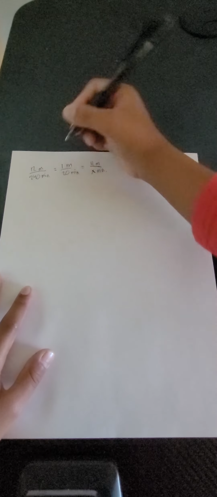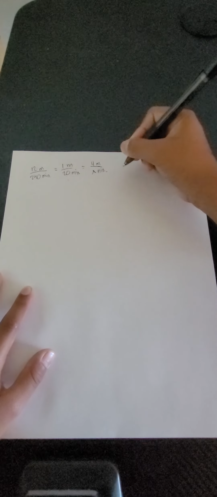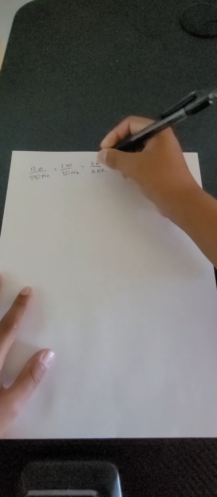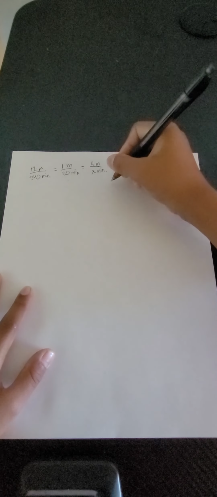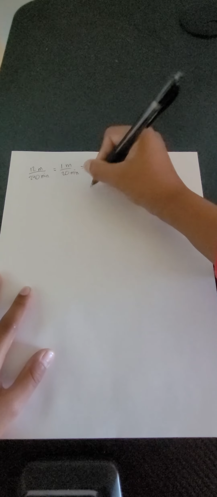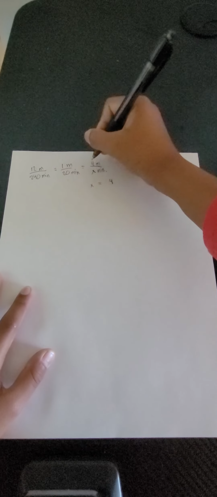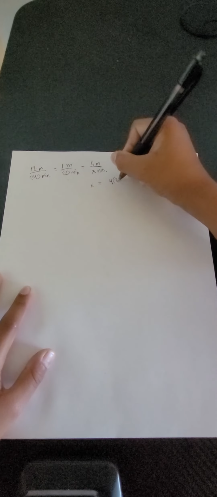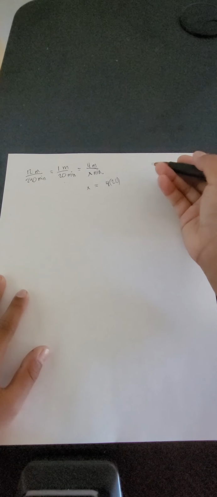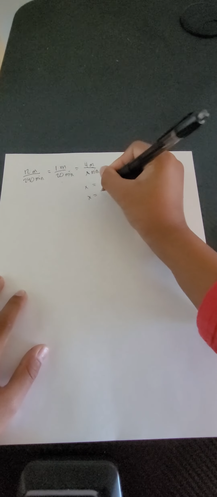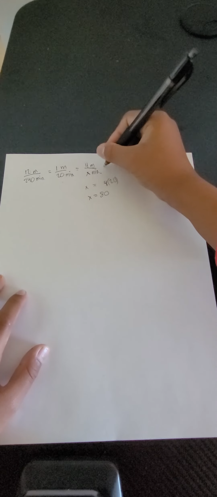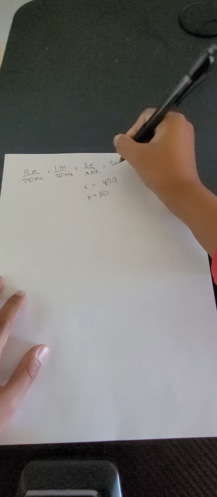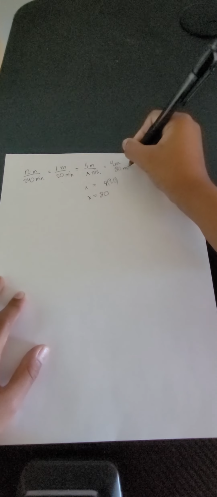But mathematically, we have to prove that this will be 80. So, to find this, we can carry over the 4. Multiply it by 20, simple algebra. Now, we just need to solve this. X is equal to 80, which means it is equal to 4 miles over 80 minutes.